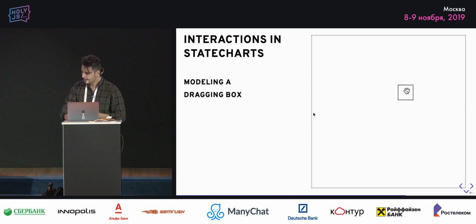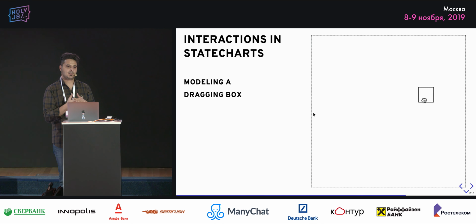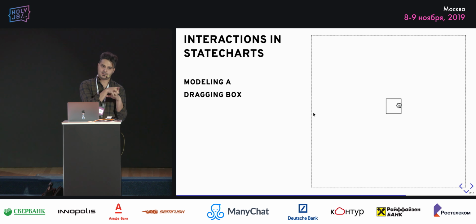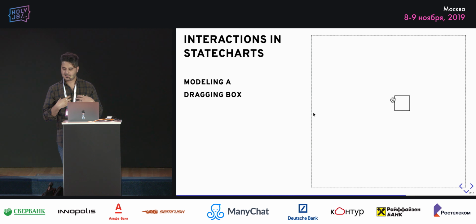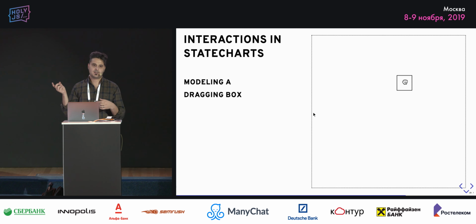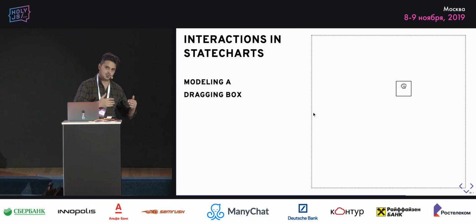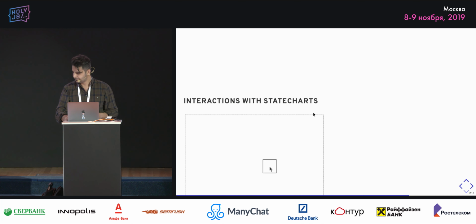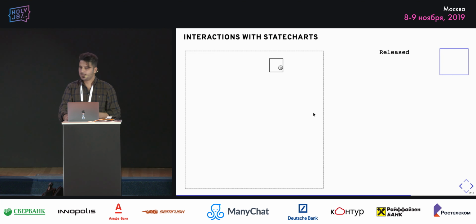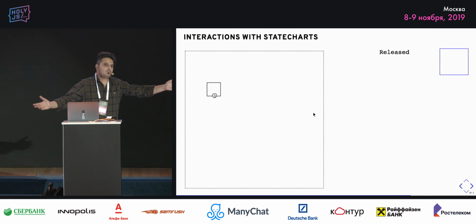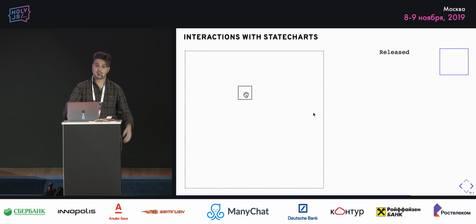Sorry for that. Another thing that you can model using statecharts is that not only can you go with the static things, you can also model interactions. For example, a dragging box, something that you could drag inside a container. What if you have a lot of interactions that rely on a lot of event listeners? What happens there is that you can say that the box is released when you don't do anything with the box. You can start from there too.